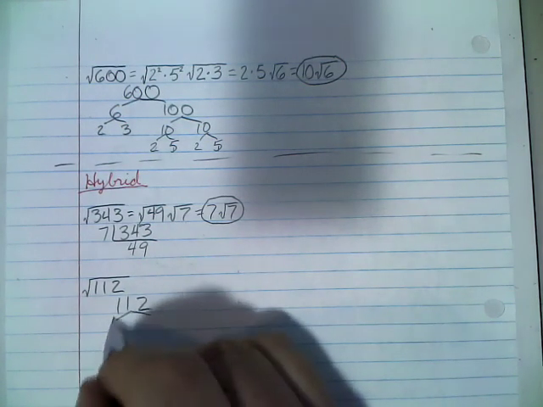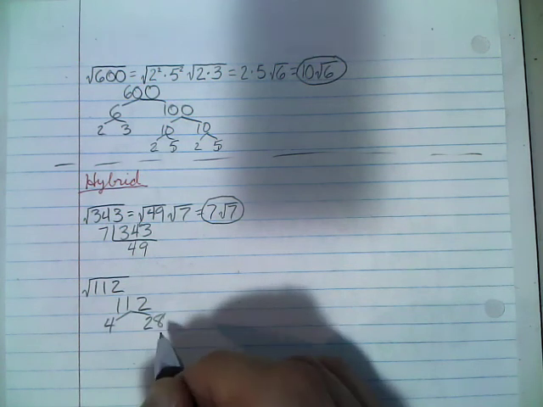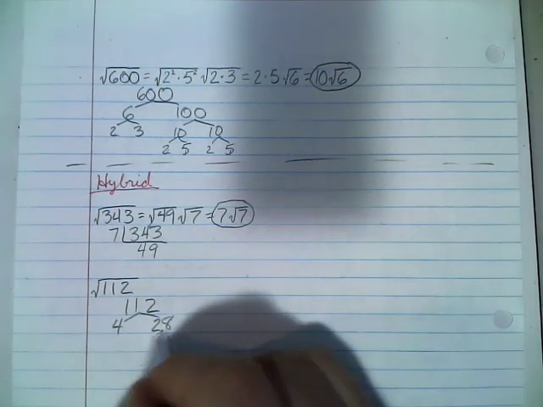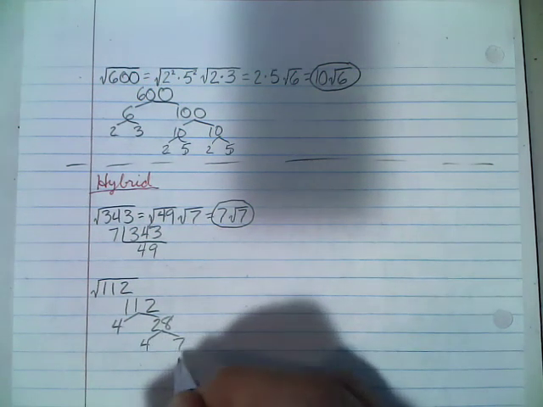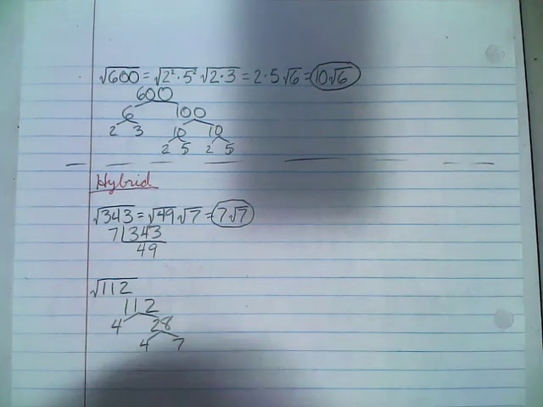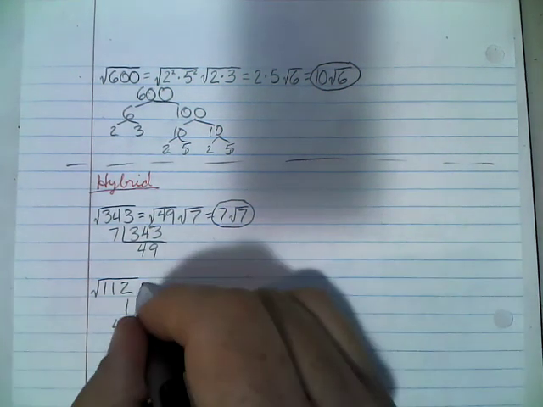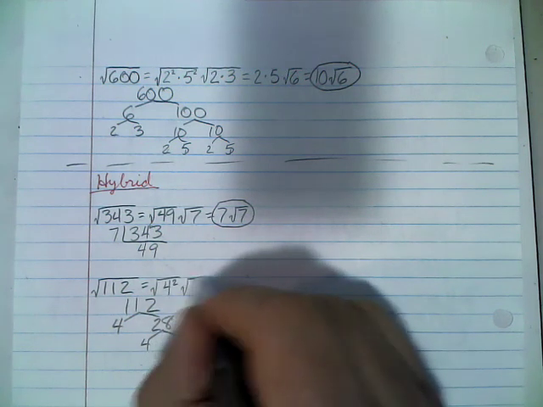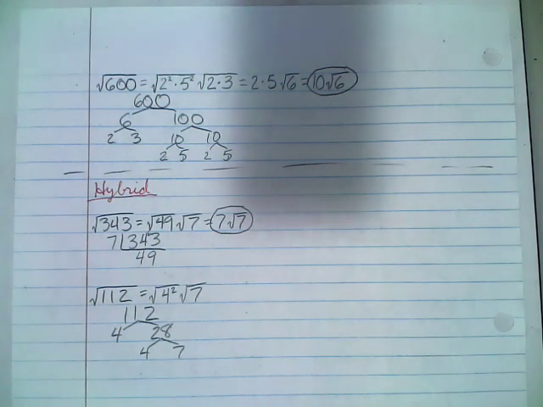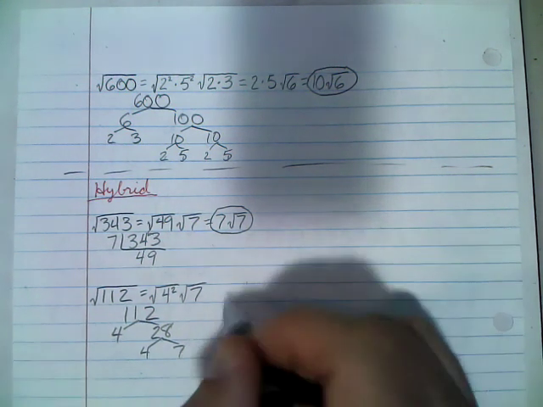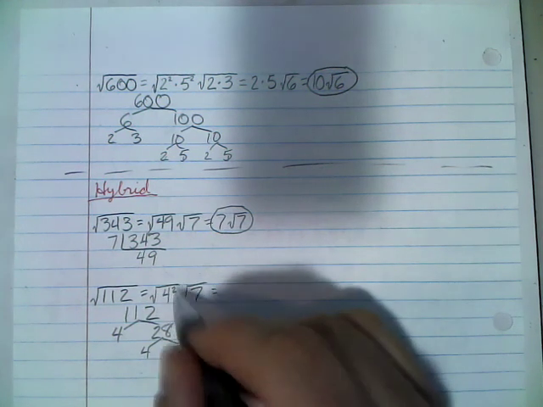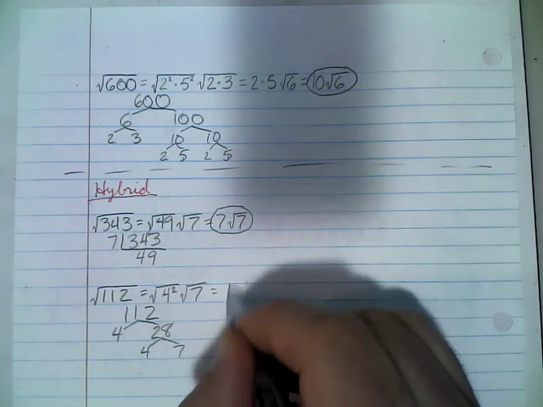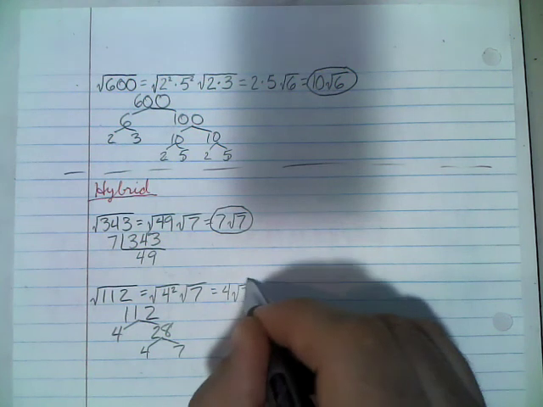So 112, we had that. We figured out it was 4 times 28. Well, then I might think about 28 and think, okay, 28 is 4 times 7. I got 2 4s. I might stop my prime factorization right there and say I've got a 4 squared and a 7 left over. So it's not fully prime factorized, but I found a perfect square. So the square root of 4 squared, the square root will cancel the square, so that's just 4 square roots of 7.